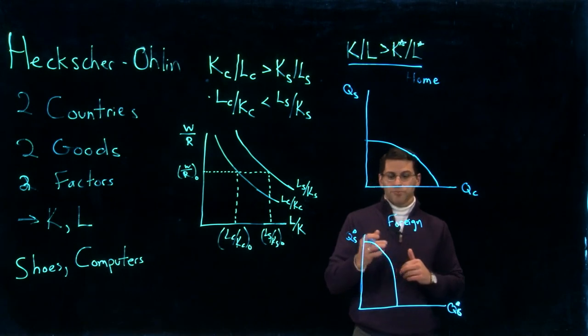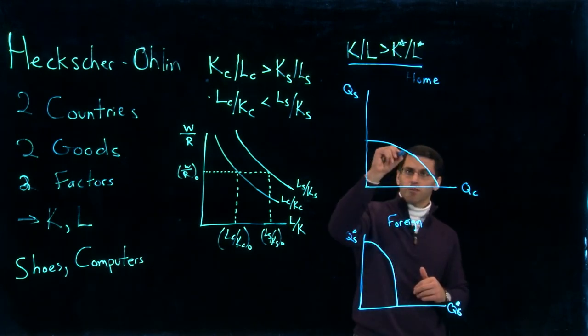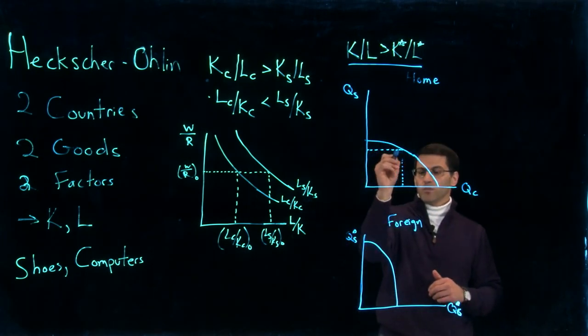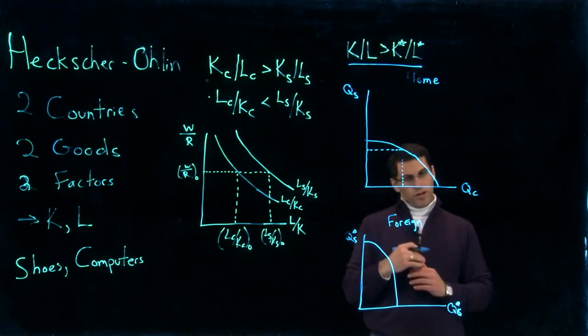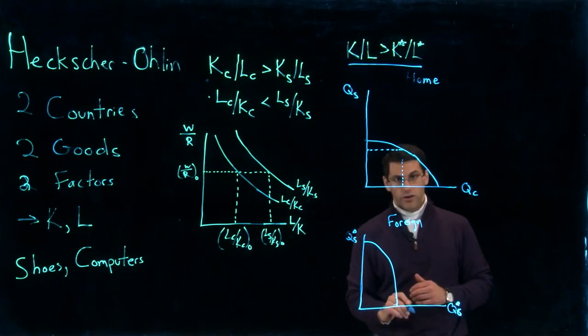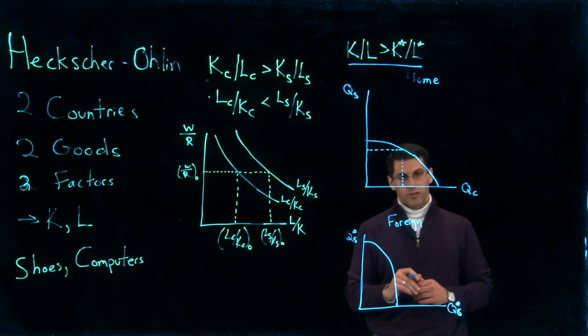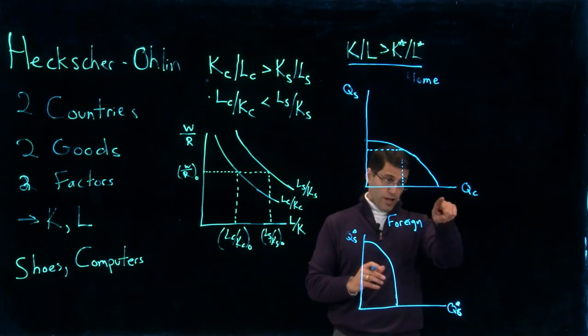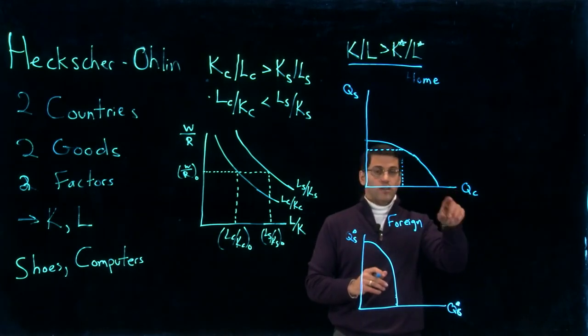Well, if you were to look at either of these two PPFs, and let's take some amount of computer production, well, what would we see? If you look at the PPF for home, you've got a fairly flat slope there, right? The PPF is relatively flat. Whereas if I had a similar level of computer production in foreign, somewhere like out here, that would be really, really steep, right?